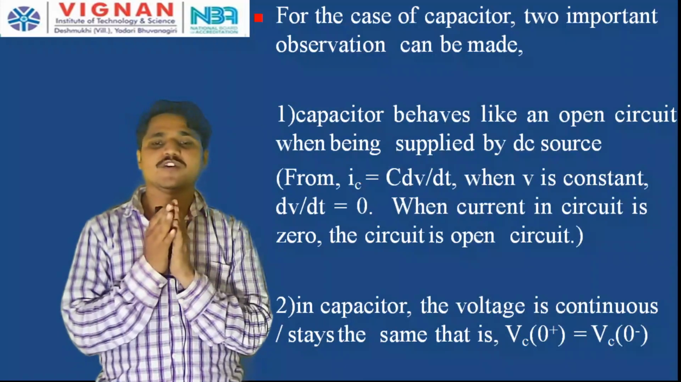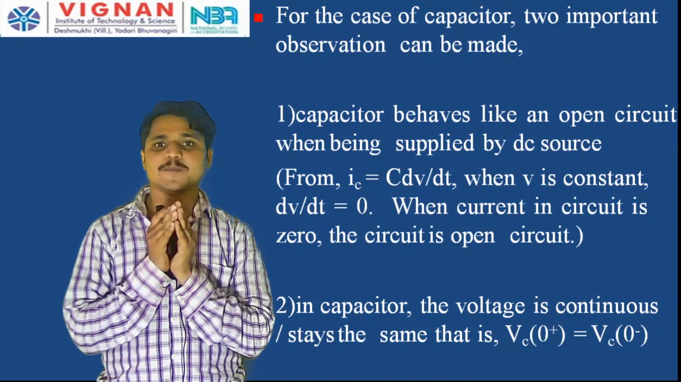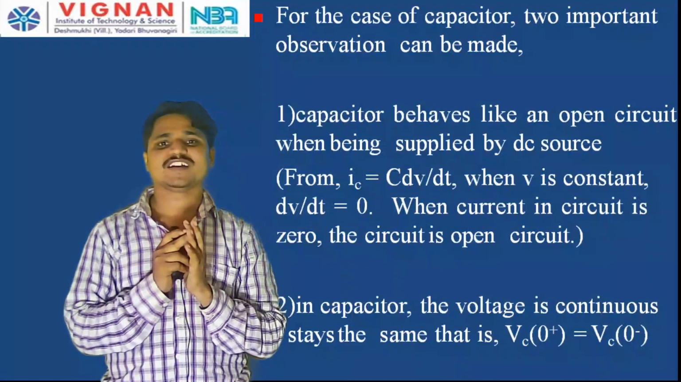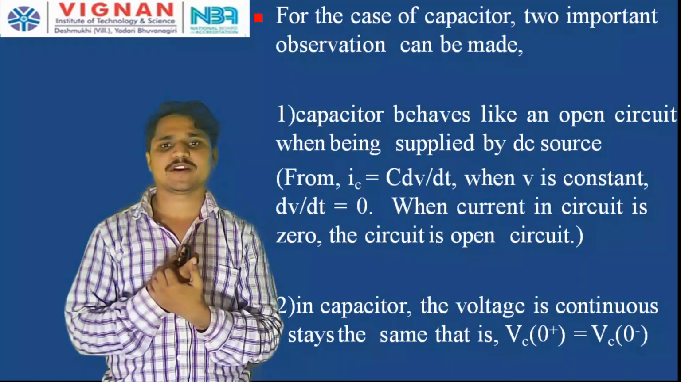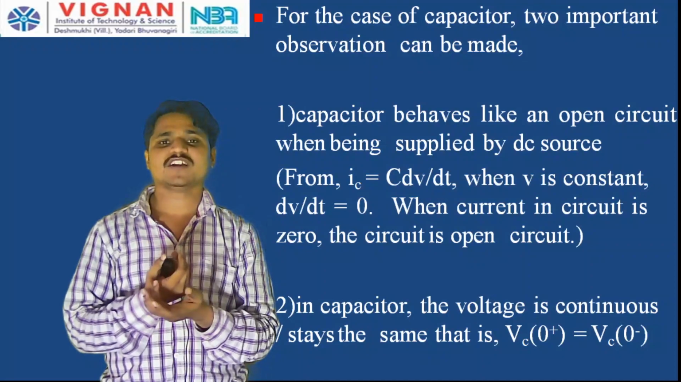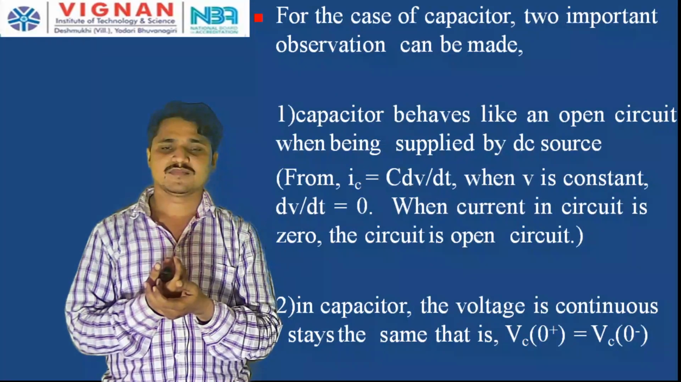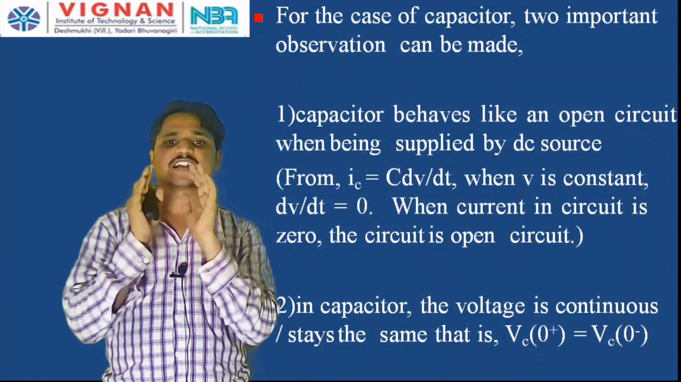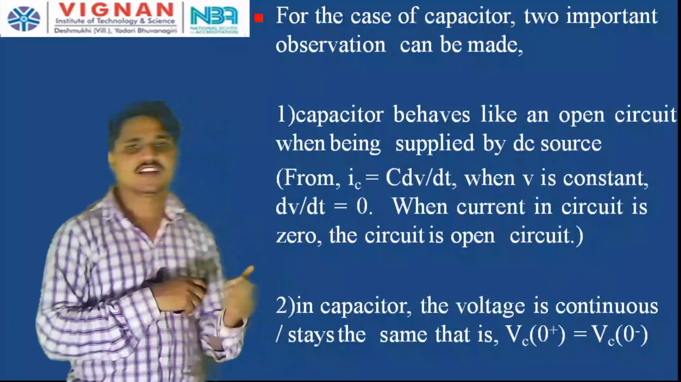For the RC circuit, we have to remember some important observations. The capacitor behaves as an open circuit for DC, because the current flowing through the capacitor is I equal to C into dV by dt. If voltage V is constant, which is what DC means, the derivative of a constant is 0. So I is 0, which means open circuit. Also, the property of a capacitor is that it does not allow sudden changes in the voltage.